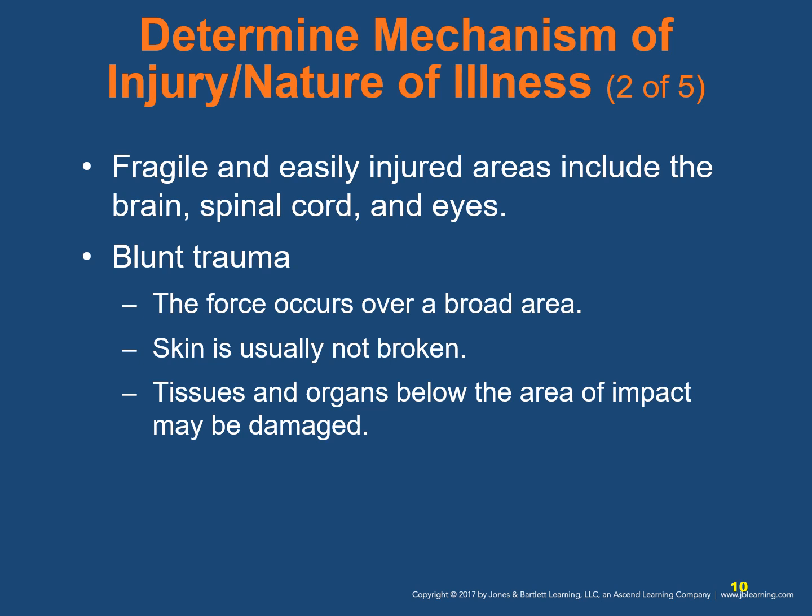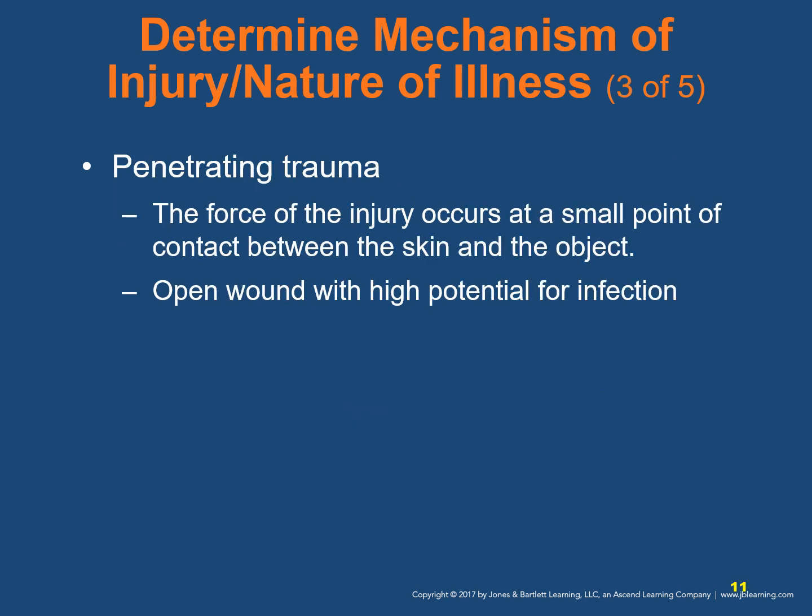With blunt trauma, the force of the injury occurs over a broad area and the skin is sometimes not broken. However, the tissues and organs underneath the area of impact may be damaged. With penetrating trauma, the force of the injury occurs at a specific point of contact between the skin and the object. It is an open wound with high potential for infection.